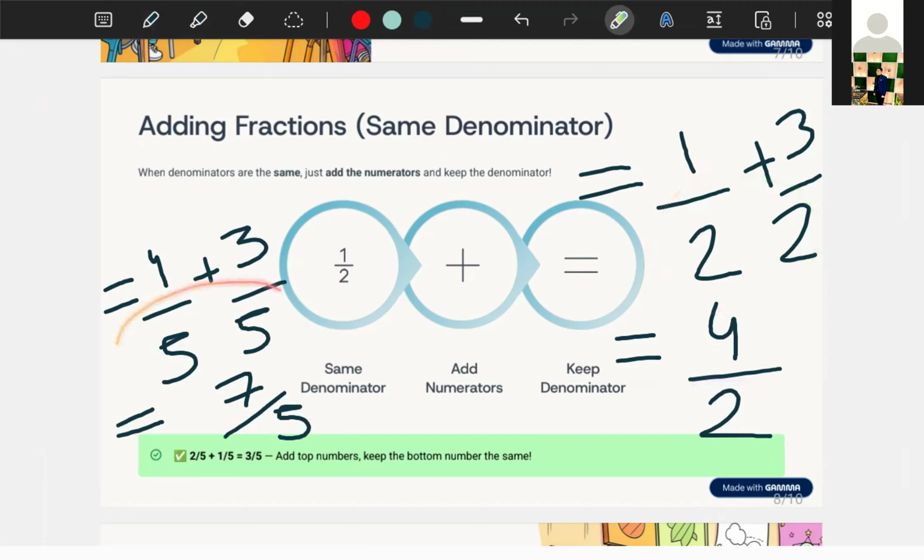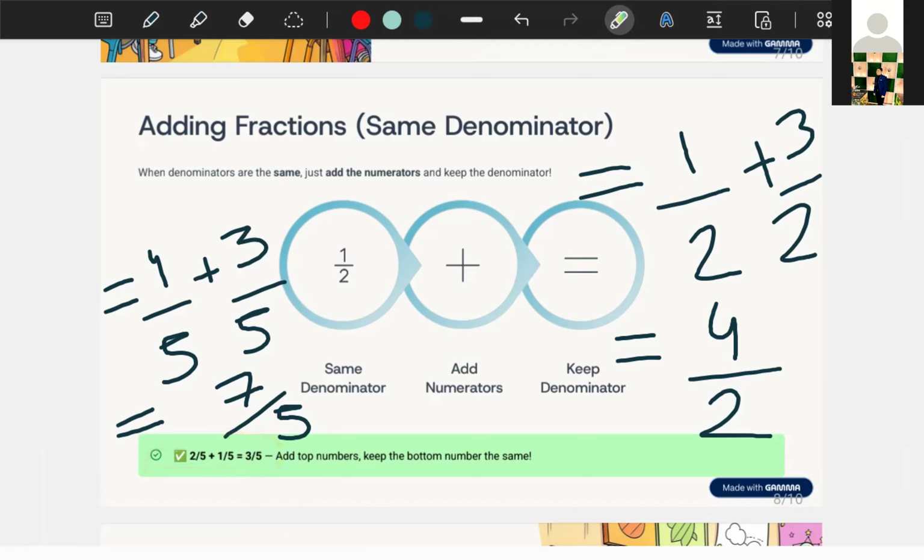And in this case, there's a 5 in the denominator, so we write 5 exactly here. Just add the numerator and keep the denominator the same. Suppose this example, 2 by 5 plus 1 by 5. So we know the denominator will be 5 because we have to write the denominator the same, and we just have to add the numerator. So 2 plus 1 is 3, so the answer will be 3 by 5.